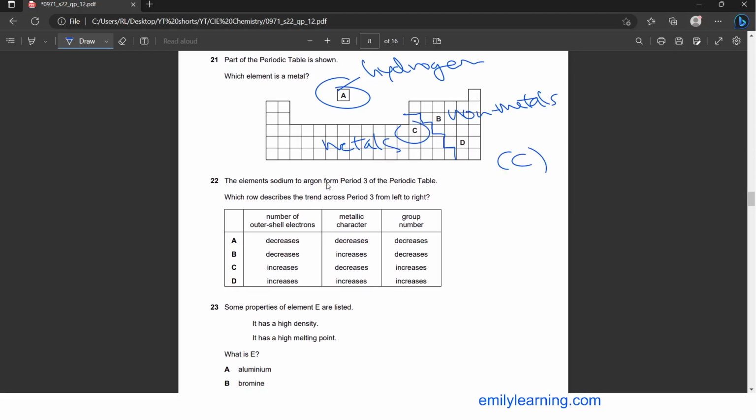The elements sodium to argon form period 3 of the periodic table. So which row describes the trend across period 3 from left to right? So from left to right, you go from metal to non-metal. The number of electrons in your outermost shell increases. So group 1 has 1 valence electron, group 2 has 2 valence electrons, group 3 has 3 valence electrons, and so on. So the number of outer shell electrons will increase. The metallic character will decrease because on the left is more metallic, on the right is less metallic. The group number increases, so the answer is C.